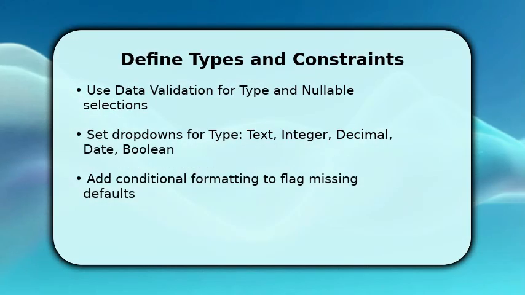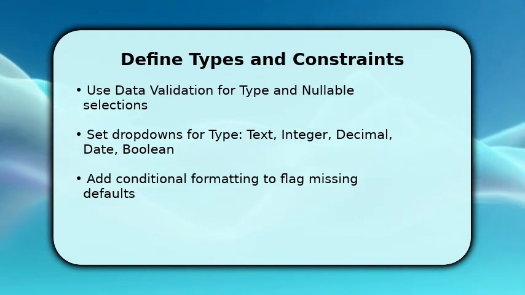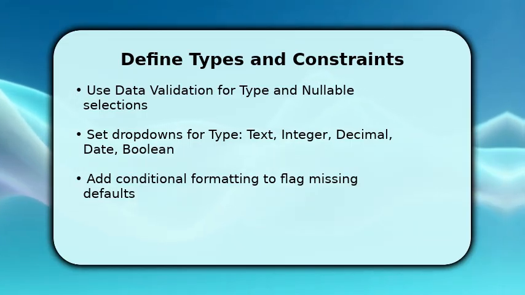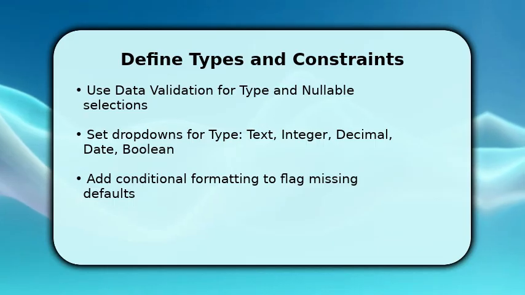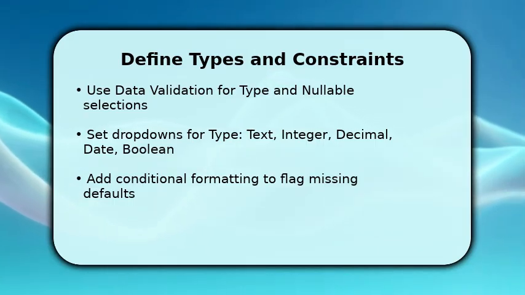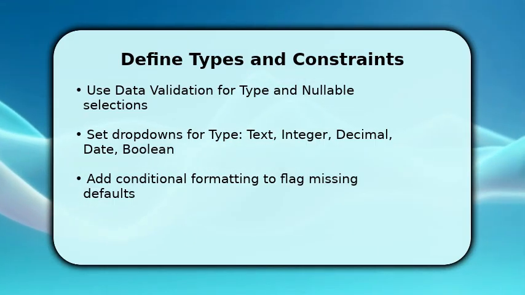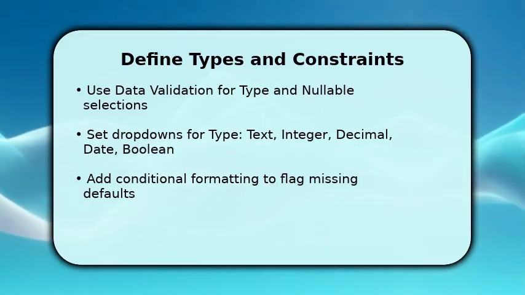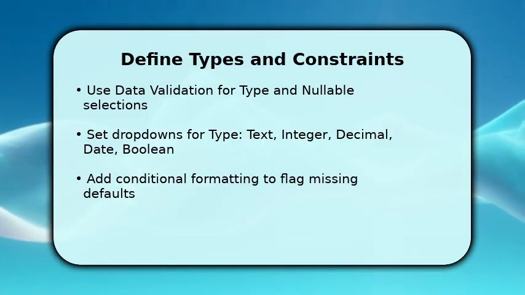Next, you formalize types and constraints so Excel enforces them. Create drop-down lists via data validation for Type and Nullable to avoid typos. This makes downstream parsing reliable. Define drop-down options: text, integer, decimal, date, Boolean, and choose yes/no for Nullable. Use conditional formatting to highlight rows missing defaults for non-nullable fields.